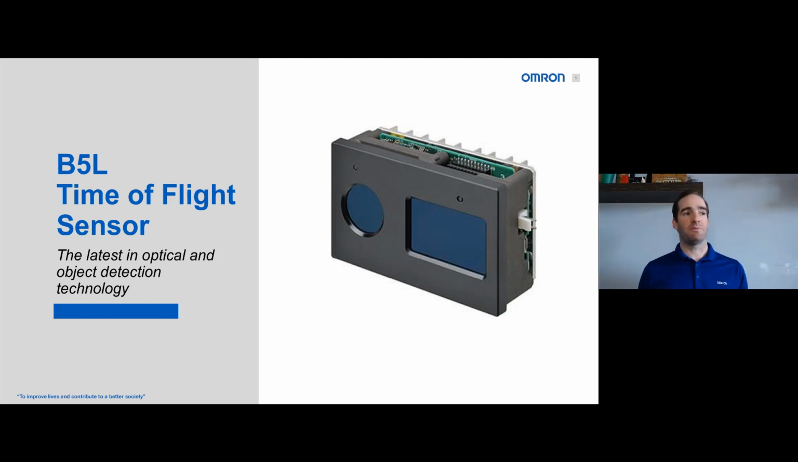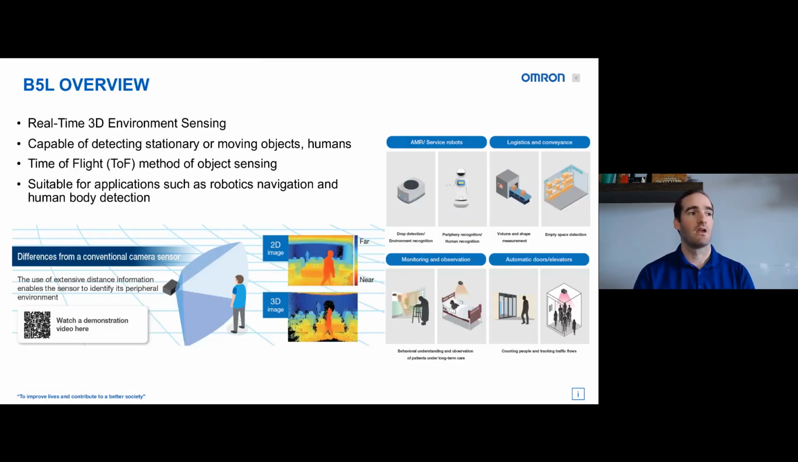So we'll be going over an overview of our B5L time-of-flight sensor. This is our latest in optical and object detection technology. Our time-of-flight sensor is an optical sensor that utilizes the time-of-flight method for real-time 3D environment sensing. This sensor is capable of detecting stationary or moving objects and people as it's operating at a rate of about 20 frames per second. And using the time-of-flight method, we're able to offer a 2D image to the user, as well as generate a 3D point cloud, so you can really see all angles of the environment in front of it.